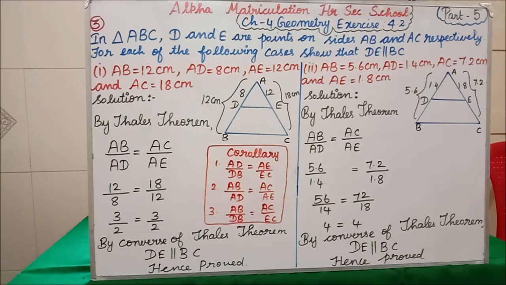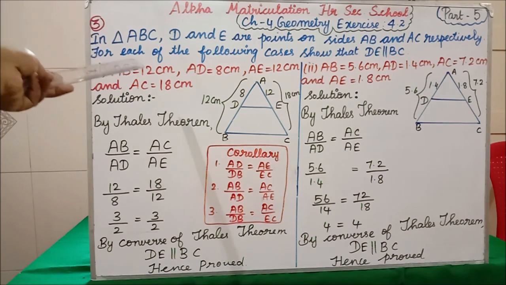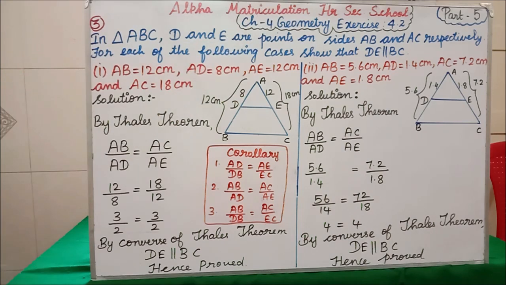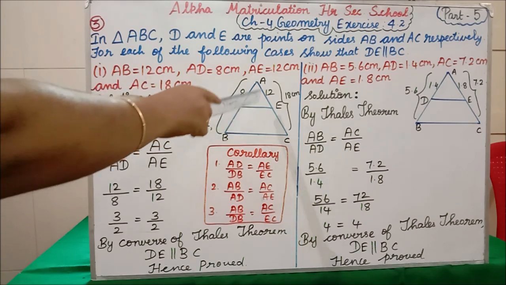In which theorem have we proved DE is parallel to BC? Yes, it's correct. We have proved it in the converse part of the basic proportionality theorem. Isn't it? There we have proved DE is parallel to BC. Okay, now they have given some values: AB equal to 12 cm, AD equal to 8 cm, AE equal to 12 cm and AC equal to 18 cm. Clear? We want to show that the line DE is parallel to BC.